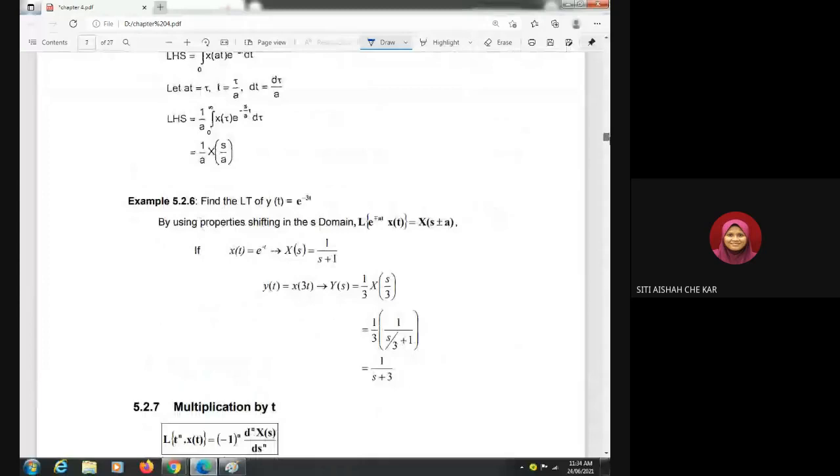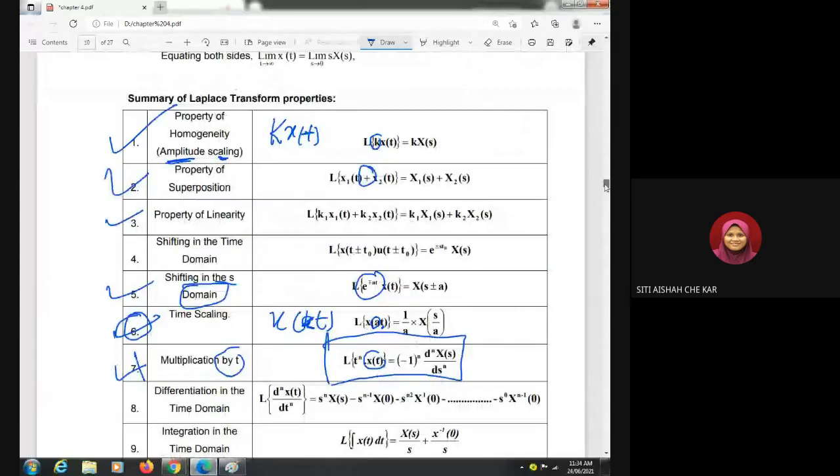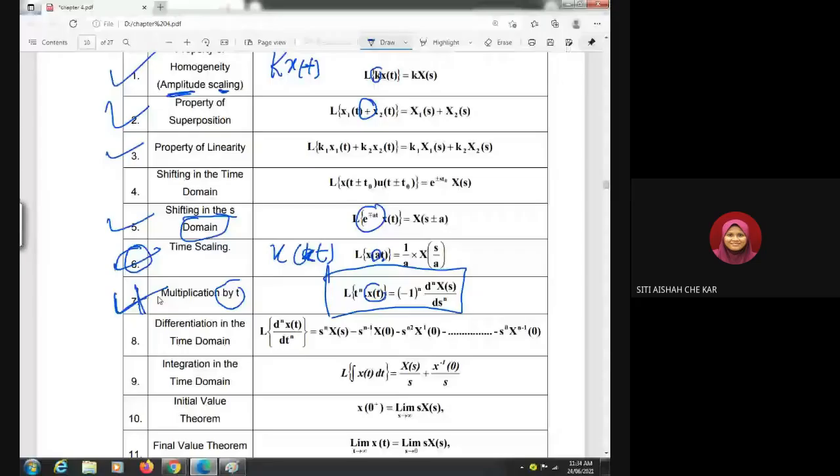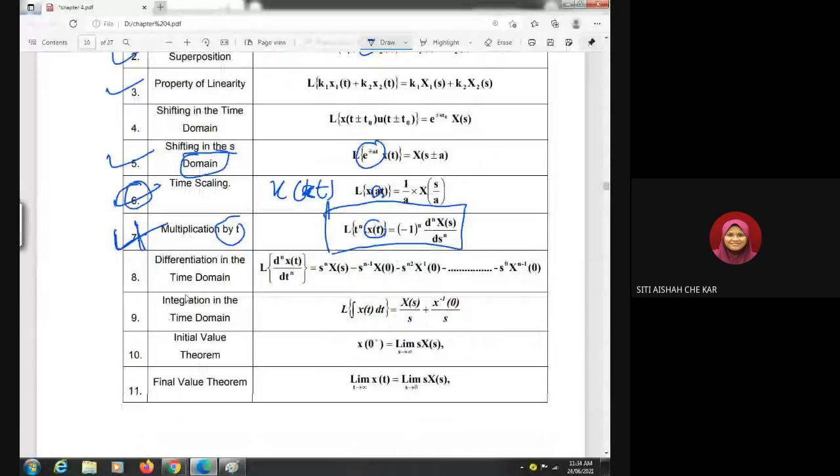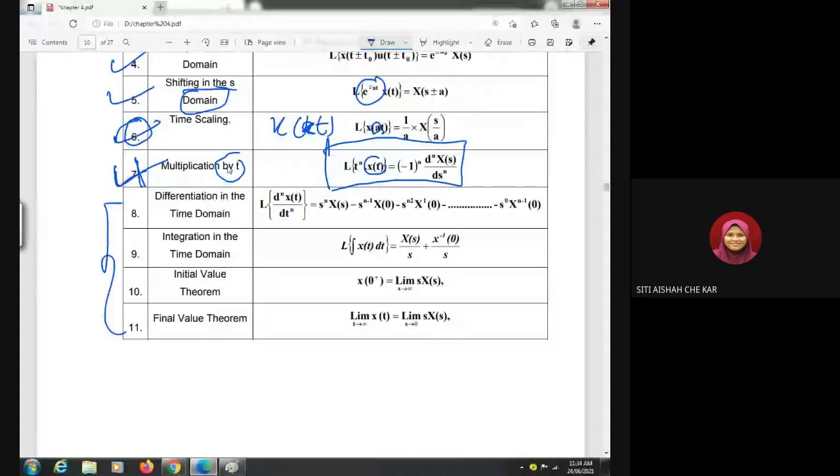Okay, so kita dah cover multiplication by T. So kita masuk sikit lagi yang ini. Yang ini kita akan ajar for the next class. Okay, kita masuk yang ini. Mana tadi? Ni. Shifting in time domain.